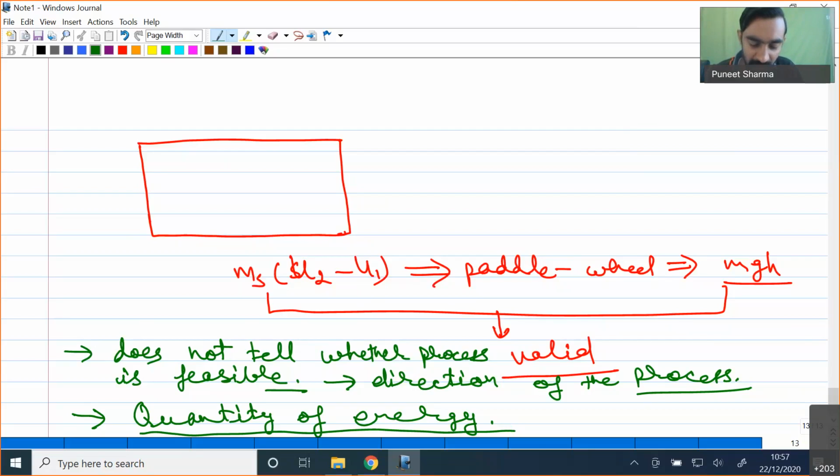Apart from that, there are many processes with the help of which we can explain these limitations. So I'll take up this topic once again in our next lecture. Now I'll stop at this point.